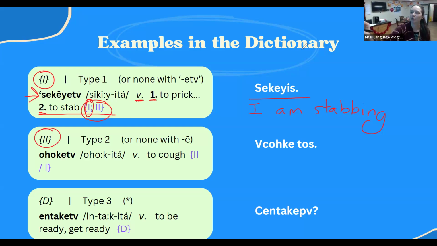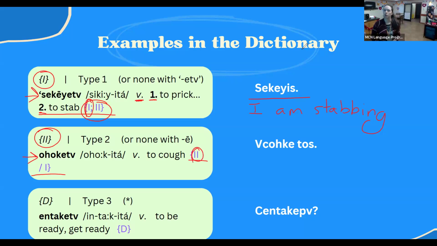Next, 2 with the Roman numeral 2. For our example, it's ohogida, which means to cough, ohogida. You'll see it says 2/1. In this case, we're looking at this first one. So 2. So this sentence, ajokiros. Ajokidos. I am coughing. I am coughing.